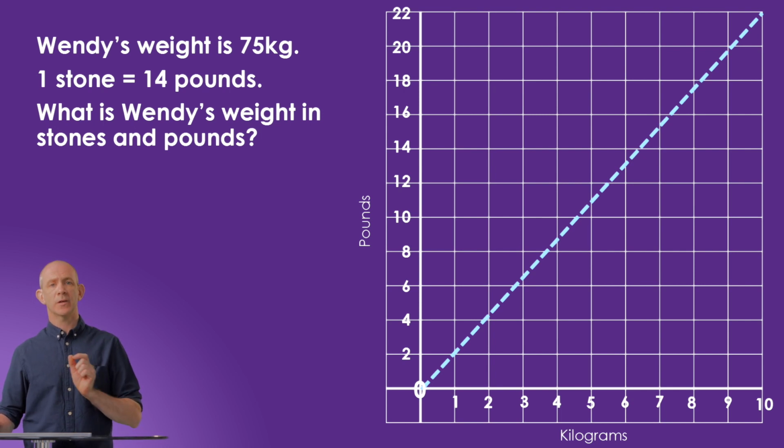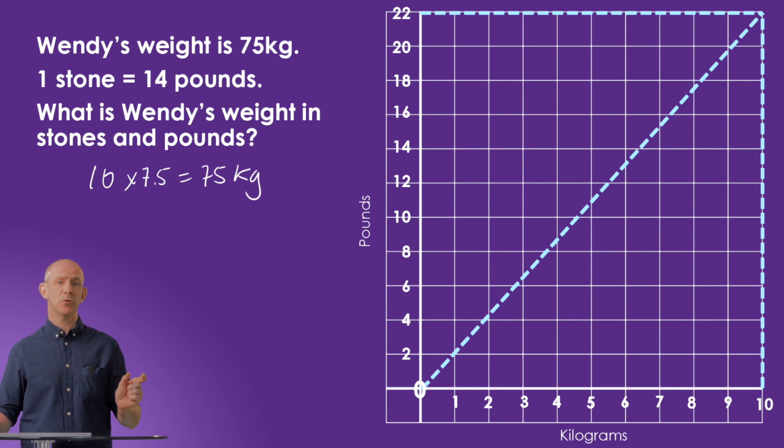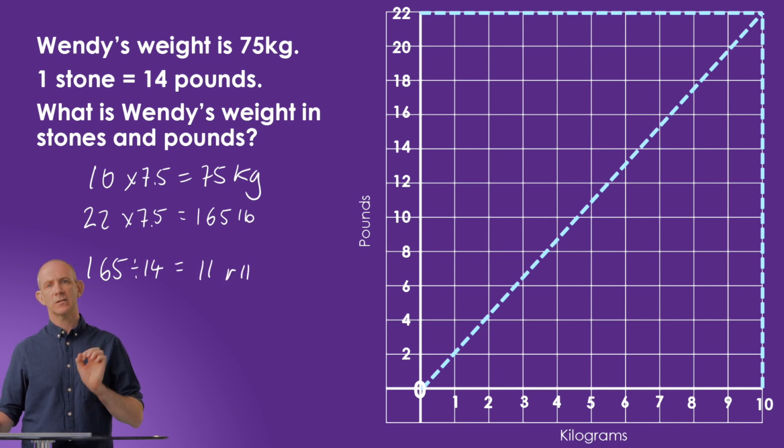In the next question, we're asked to convert Wendy's weight from 75 kilos into stones and pounds. We have a conversion graph for kilos to pounds, and it also states that 1 stone equals 14 pounds. If we look at the largest number on the conversion graph that goes into 75, we can see that 10 kilos equals 22 pounds. As 10 is quite an easy number to multiply, I'm going to use that. 10 times 7.5 is going to give me 75 kilos, so 22 times 7.5 would give us 165 pounds. We'll then divide this by 14 to get 11 with a remainder of 11 pounds. So we can say that 75 kilos equals 11 stone and 11 pounds.